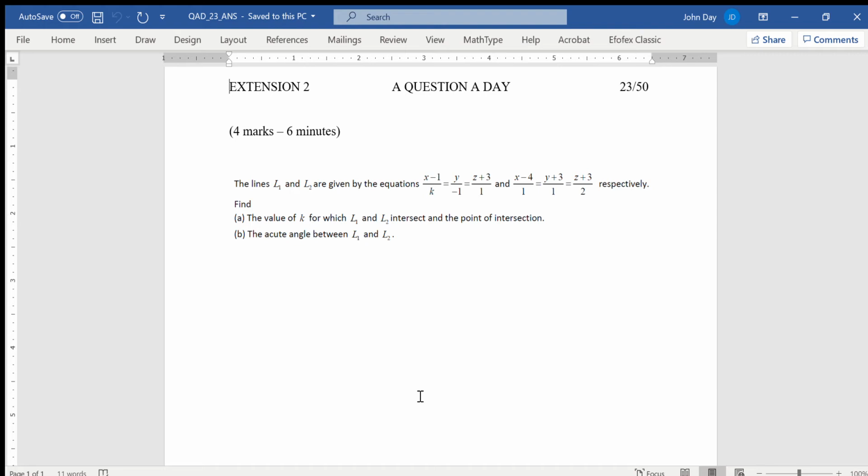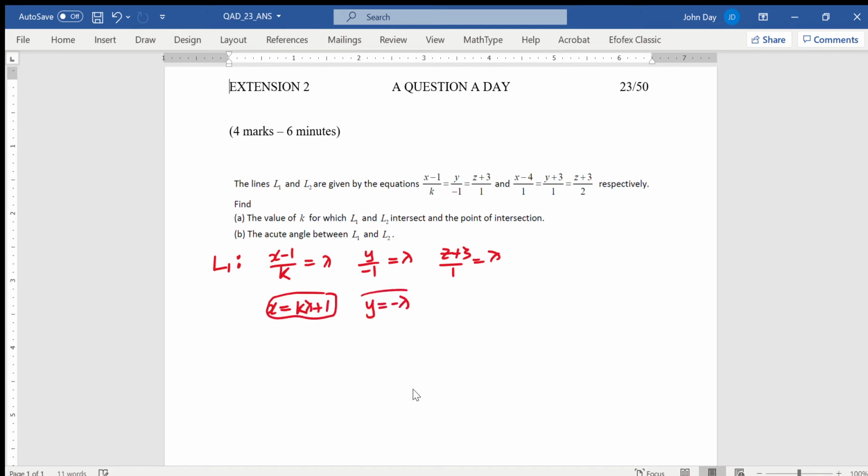So this is line L1, first of all. From line L1, I can see that (x minus 1) on k equals, let me call it lambda, and (y) on minus 1 is also equal to lambda, and (z plus 3) on 1 is also equal to lambda. So I can re-express this: x is equal to k lambda plus 1, y is equal to minus lambda, and z is equal to lambda minus 3. So I can re-express those.